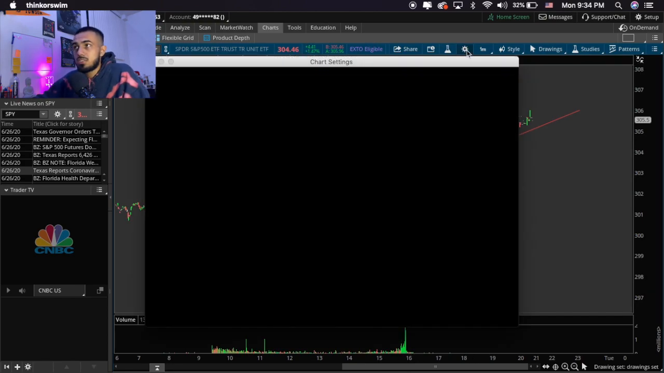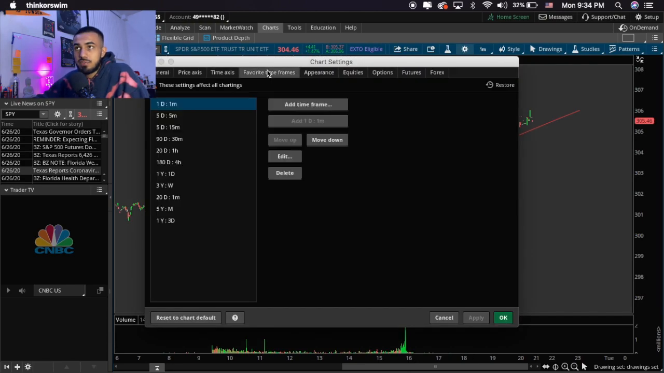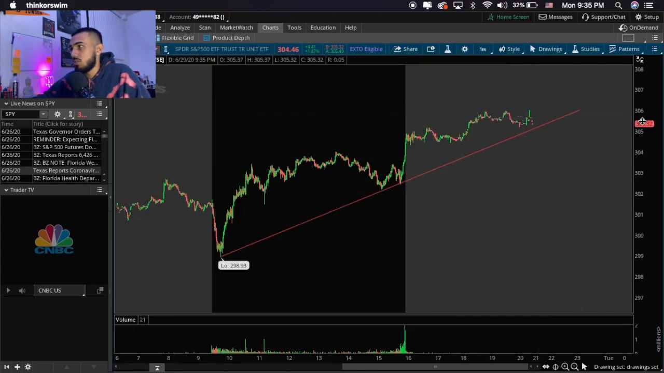So if we go back to this gear icon here and go to favorite time frames, this is where you can make your time frames. Feel free to pause the video and then copy my time frames. I think the 1 minute, 5 minute, 15 minute are very good for day trading. And if you want to swing trade or trade weekly or whatever it is, look at 30-minute, 1 hour, 4 hour, and even daily charts. And those are the best when you want to swing trade.